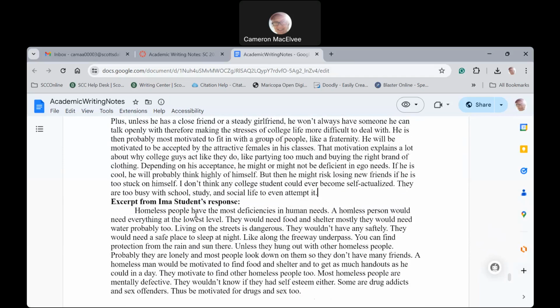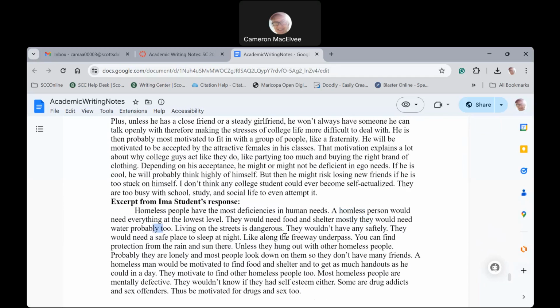So she writes, homeless people have the most deficiencies in human needs. A homeless, notice the misspelled word, person would need everything at the lowest level. They would need food and shelter mostly. They would need water probably too. There's a run on and a comma missing. So we've already are at 3 errors in terms of correctness.